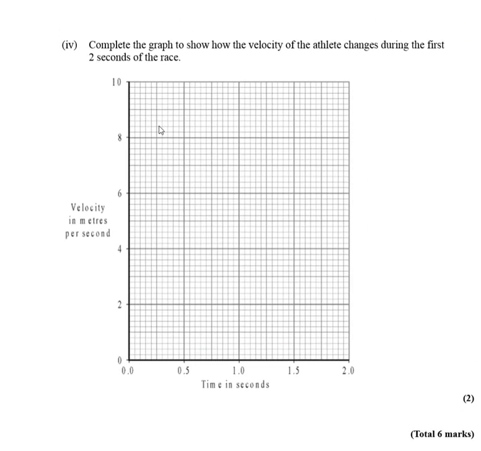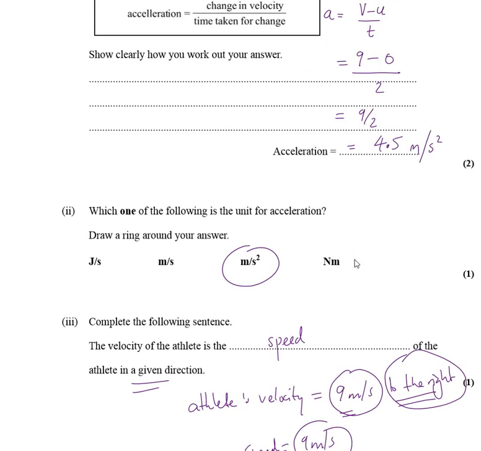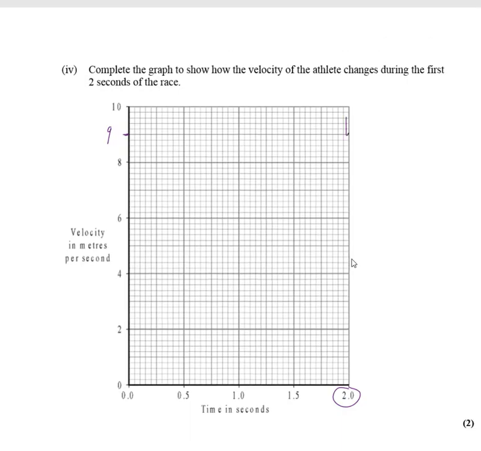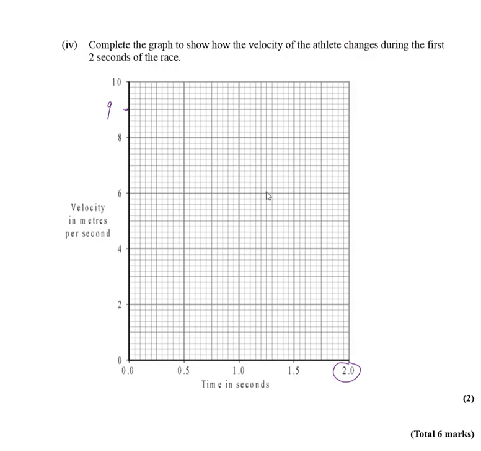Now here we need to draw a graph. Let's take a look at what we got. It shows a velocity time graph. Now, what we do know is that it reaches 9 meters per second. So 9 is here, so we're going to reach 9. Now how long will it take to get there? 2 seconds. So therefore at 2 seconds, it's going to reach this point here. So this is this one. Now, at time 0, the velocity is 0, of course.